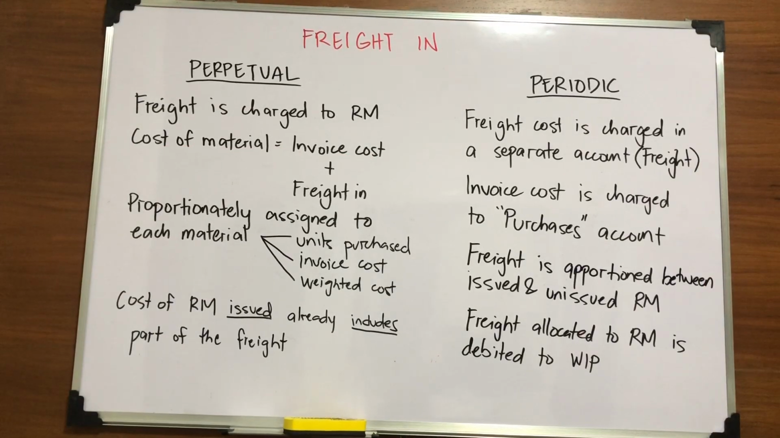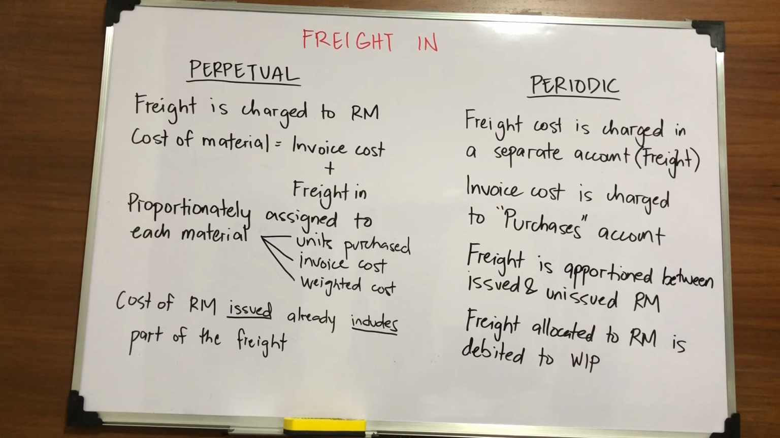Another term for freight in is transportation costs. The concept of freight in is your delivery fee from the warehouse of your supplier into your own warehouse. There are two recognition criteria in accounting for freight in. For perpetual, the freight is charged to raw materials. So it means this is a capitalizable cost. Your total cost of materials is your invoice cost, the purchase price of the inventory itself, plus the freight in or your transportation cost.